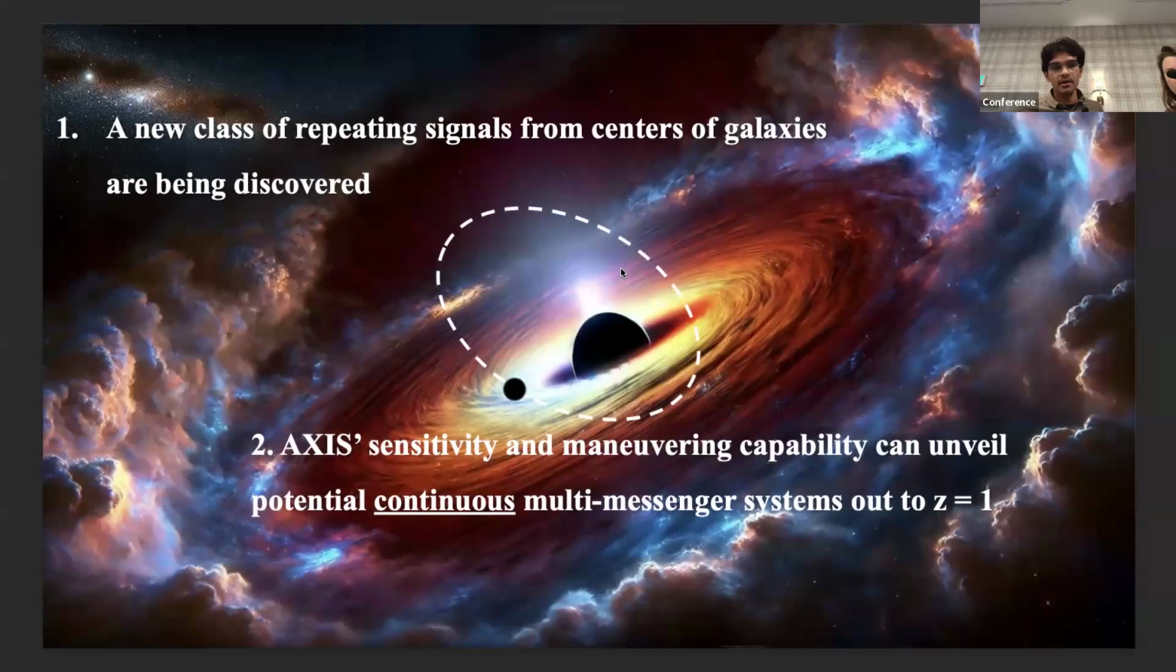So I just want to conclude by saying, of course, a super exciting new class of systems. And if they are EMRIs, I think that our best chance of detecting gravitational waves is by focusing on the really short period ones. And AXIS can do it out to redshift of 1. Thanks.